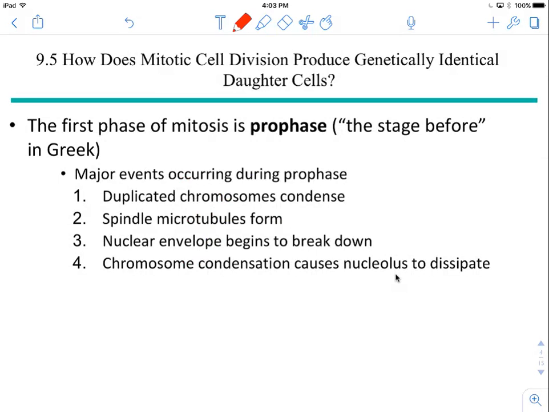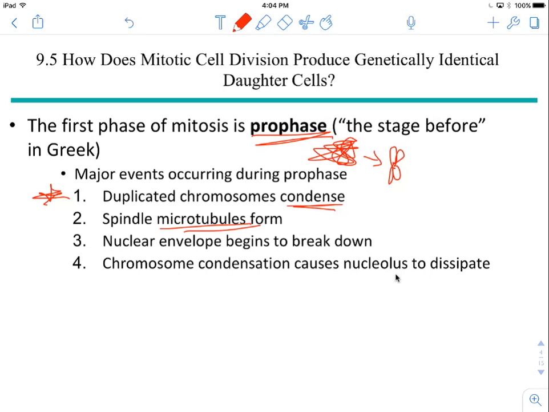The first phase of mitosis is prophase, meaning the stage before. During prophase, basically the chromosomes get ready to sort themselves out. They go from big, long, loose, stringy piles of spaghetti into those discrete packages that we see as a chromosome. This is called condensation of chromosomes. So first, chromosomes condense, and then the spindle microtubules form, and these will attach to the chromosomes and help guide them to the proper position.